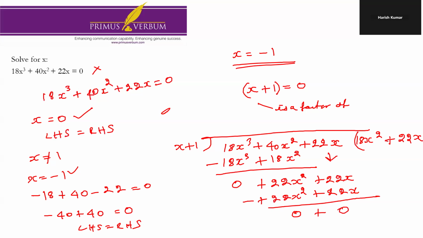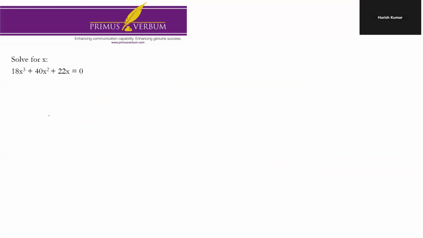Therefore, 18x squared plus 22x is the other factor. One factor is x plus 1. The other factor is 18x squared plus 22x. So basically, we can rewrite this equation like this.